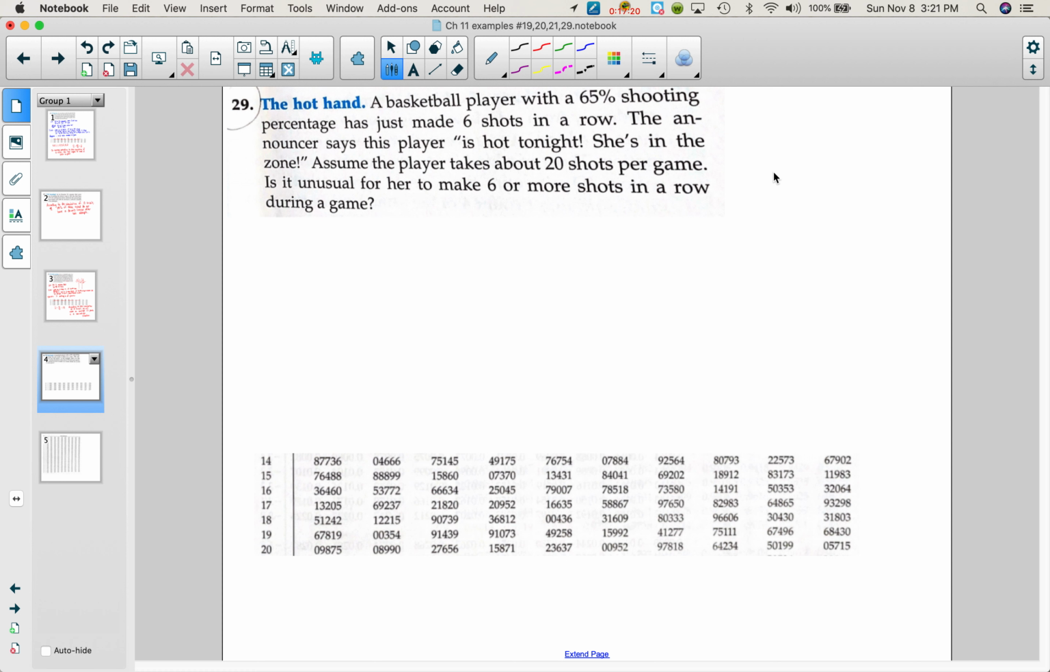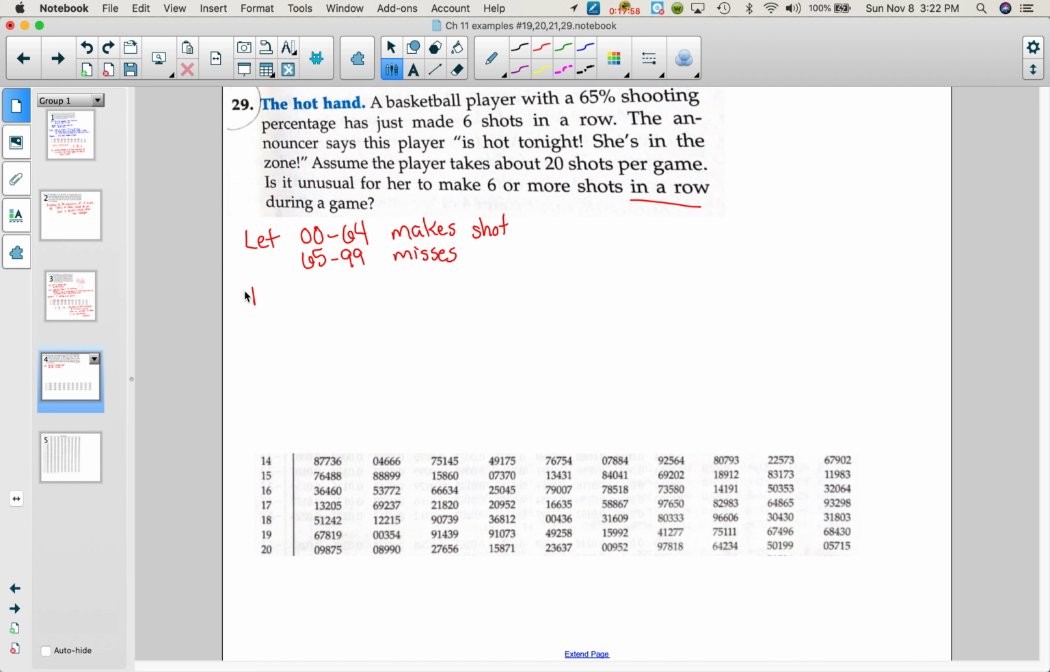So this, we've got to think about, is a little different. Now we want to know how likely is it for her to get 6 or more shots in a row? So they have to be in a row. And she takes 20 shots per game. So the component is still making 1 shot. So I need to describe how I'm going to do that. So I'm going to let 00 to 64 represent she makes the shot, and 65 to 99 means misses.